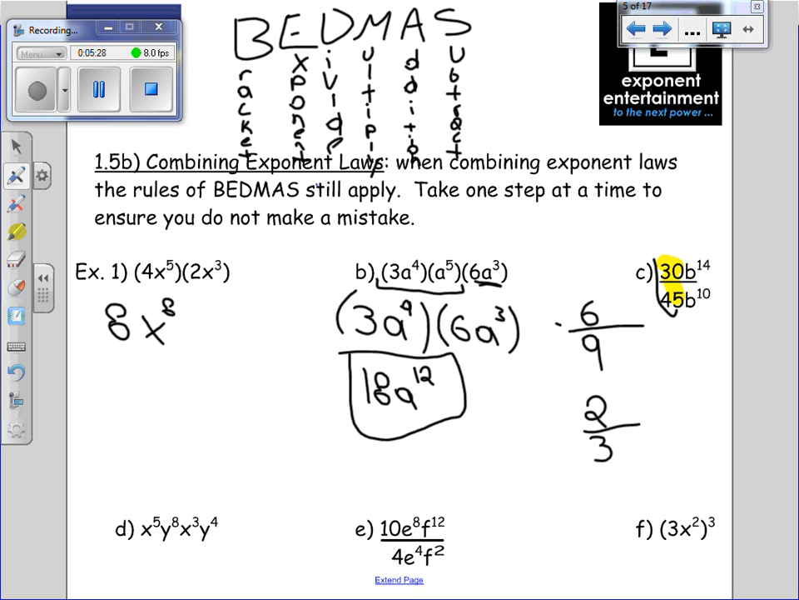A lot of you on your graphing calculators, I'm going to show you a trick right now. If you go 30 divided by 45 right now, and it gives you 0.666667, go math, and number 1, the fraction button. Okay, math, frac, enter, enter, and it'll give you the lowest term fraction.